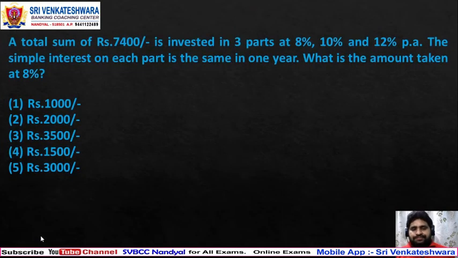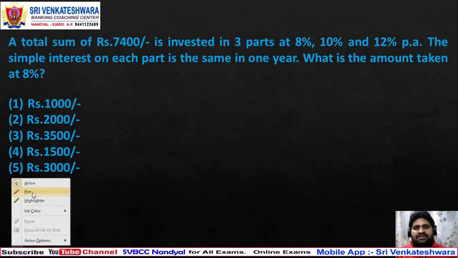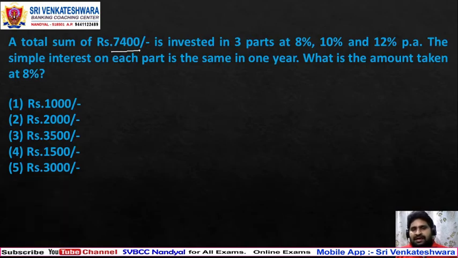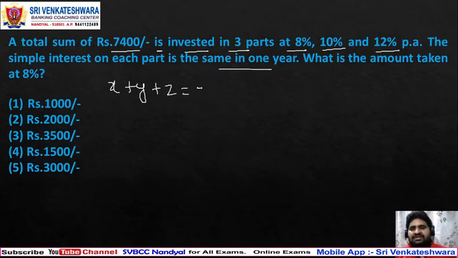Next one, a sum of 7,400 is invested in three parts at a rate of 8% per annum, 10% per annum, 12% per annum. The simple interest on each part is the same in 1 year. What is the amount taken at 8%? So 7,400 they are dividing into three parts. The first part I will take as X, the second part I will take as Y, the third part I take as Z. Altogether it is 7,400.